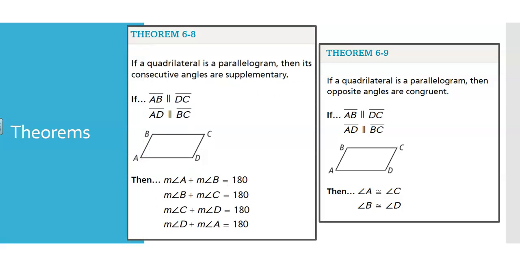All right, so here are our two theorems, and if you don't have these written down, you'll want to write them down. It shows that all the consecutive angles are supplementary, and that's only if it's a parallelogram. And then opposite angles are congruent to each other. So those are the important theorems from this section.